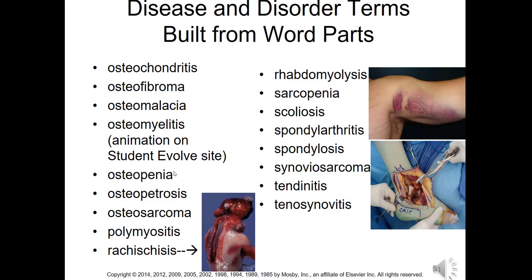This is before osteoporosis. Osteopetrosis, remember, petro is like a stone or hardening, so this is an abnormal condition of hardening of the bones, making them very stone-like or dense. Osteosarcoma is a malignant tumor of the bone, sarcoma. That's a malignant tumor. Polymyositis. Poly is many, myo is muscle, itis is inflammation. So polymyositis is inflammation of the muscles, multiple muscles.